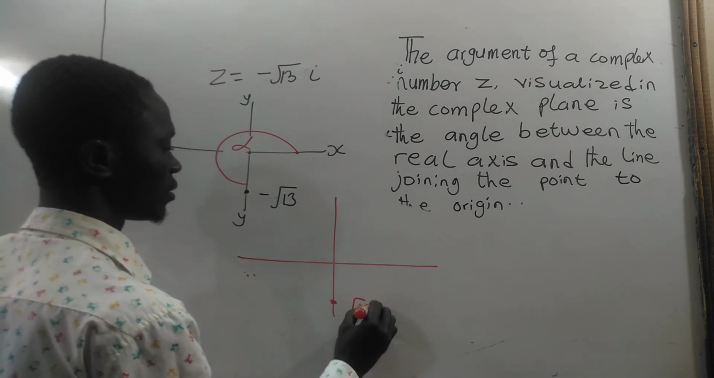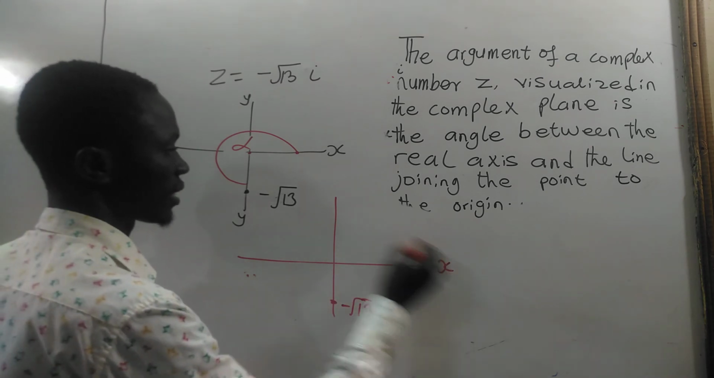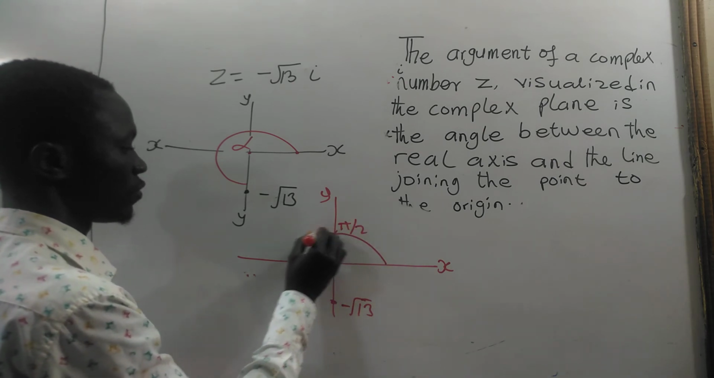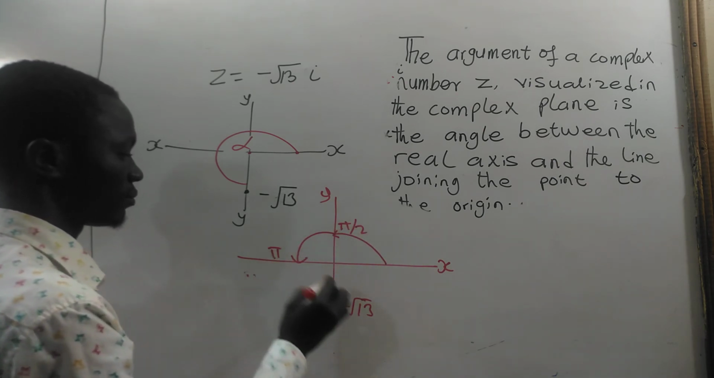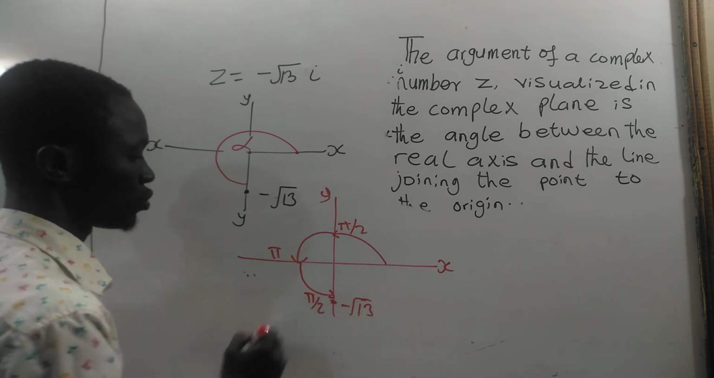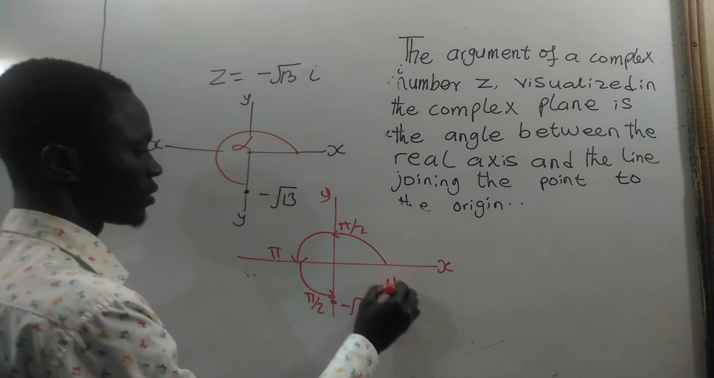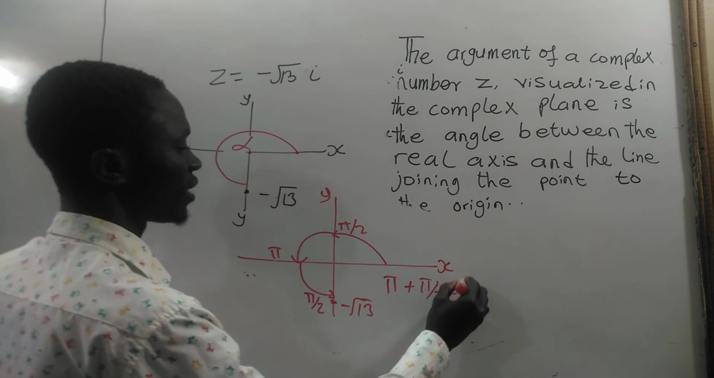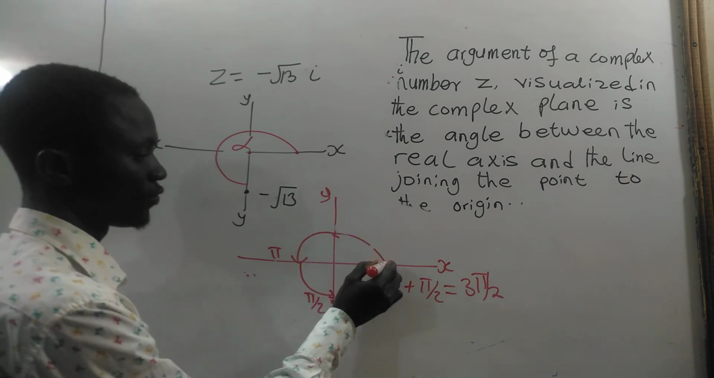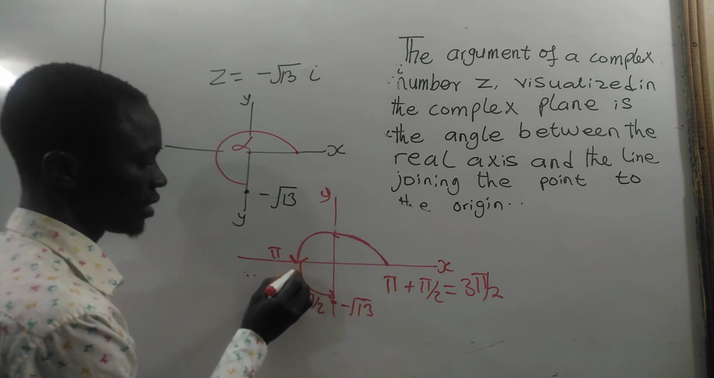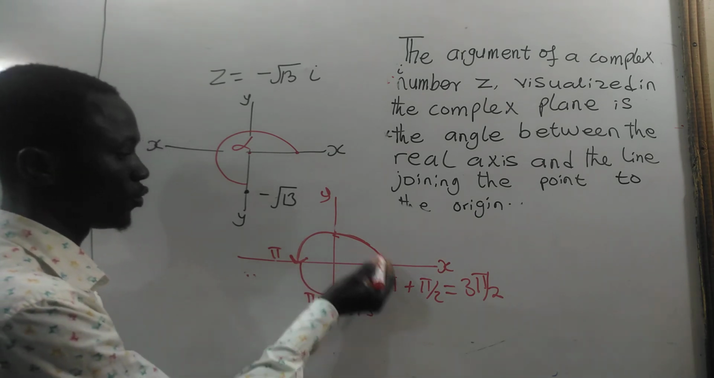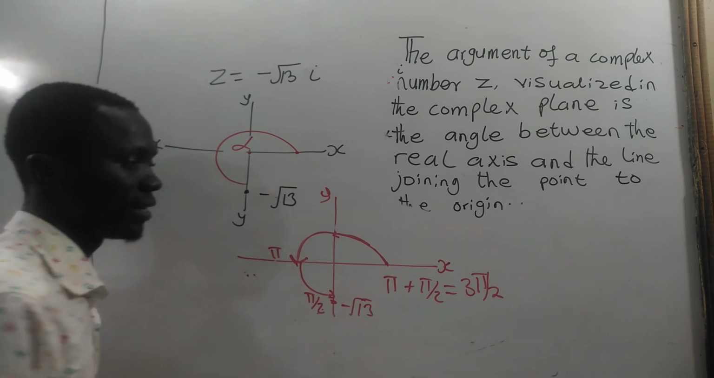So how do we calculate that angle? We have negative root 13i, and this is x. So we measure from here to here is pi on 2. From here to here is pi. From here to here is also pi on 2. So pi plus pi on 2 will give us 3 pi on 2. So from here straight to this line is pi, and from here to here is 90 degrees, but in radians it is pi on 2. So if you add pi to pi on 2, you are going to get 3 pi on 2.